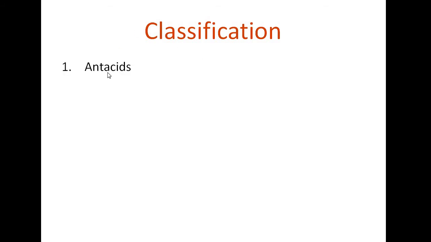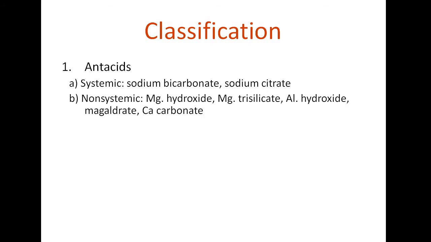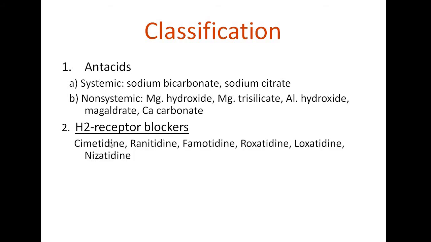So we have the antacids. Antacids neutralize the acid which is already produced. In that we have two groups, the systemic antacids, which includes sodium bicarbonate and sodium citrate, and non-systemic antacids like magnesium hydroxide, magnesium trisilicate, aluminium hydroxide and calcium carbonate. Then we have the H2 receptor blockers or the H2 antagonists, cimetidine, ranitidine, famotidine, etc.